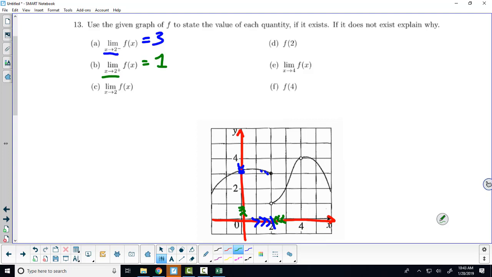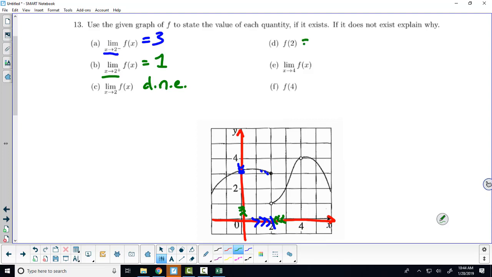Okay? All right, letter C says, give the limit. Call it the limit proper. Undefined. Yeah, so we're going to go ahead and say that the limit does not exist, as opposed to saying it's undefined, although if you put that, I'd know exactly what you mean. We're going to put that the limit does not exist. Why? Because the left-hand limit and the right-hand limit, they disagree with each other.